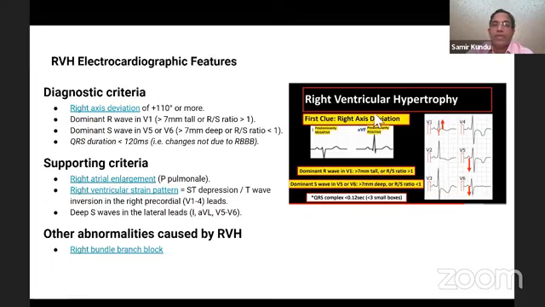There is a right ventricular hypertrophy. First clue, the axis deviation. There is a right axis deviation. The R wave height and S wave amplitude, and QRS duration must be less than 120 milliseconds. This is the diagnostic criteria of right ventricular hypertrophy.